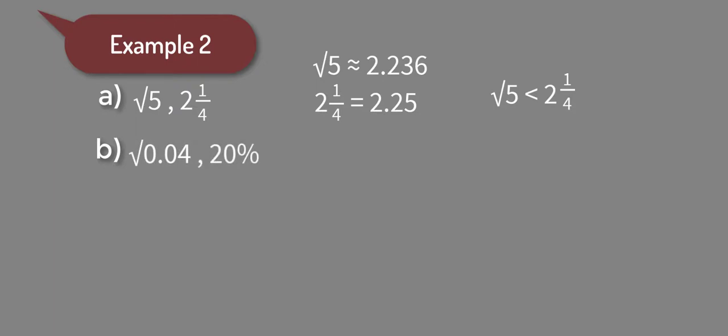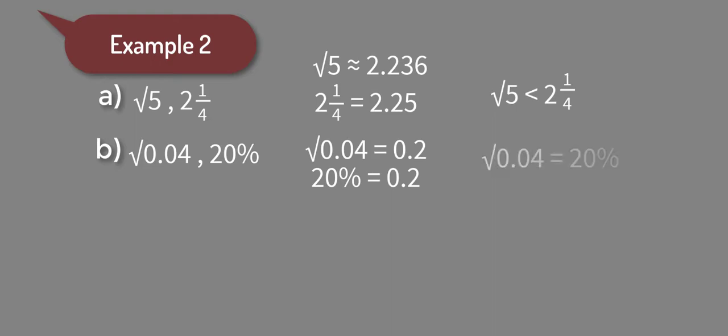With part B, we're given the square root of 0.04 and 20%. So the square root of 0.04 equals 0.2, because 0.2 times 0.2 is 0.04. 20% equals 0.2. Move the decimal place over 2 places and write it as a decimal as 0.2. So we know from this that the square root of 0.04 equals 20%.